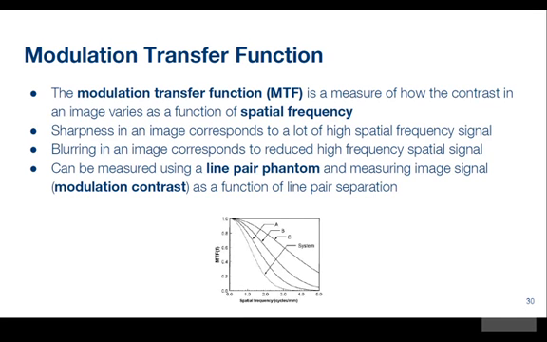So let's think about what's actually going on in an image. If we have a very sharp image with lots of detail, this corresponds to it having a lot of high spatial frequency information, so it's representing all the high spatial frequency information very well. If we get a blurring, then this is a reduction in that high frequency spatial signal. We can measure this typically using a line pair phantom. I'll show an example of one of these in a minute, and then measure the image signal as a function of the line pair separation.